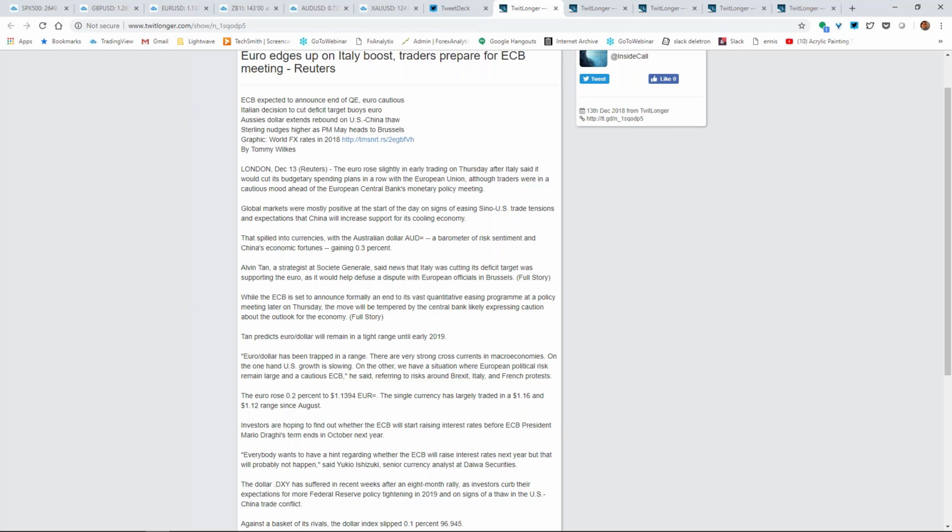While the ECB is set to announce formally the end of its vast quantitative easing program at a policy meeting later on Thursday, the move will be tempered by the central bank expressing caution about the outlook for the economy. TAM predicts the euro dollar will remain in a tight range until early 2019. Euro dollar has been trapped in a range, and there are very strong cross currents in macro and economics. On one hand, U.S. growth is slowing. On the other hand, European political risk remains large and a cautious ECB, referring to the risk around Brexit, Italy, and French protests.